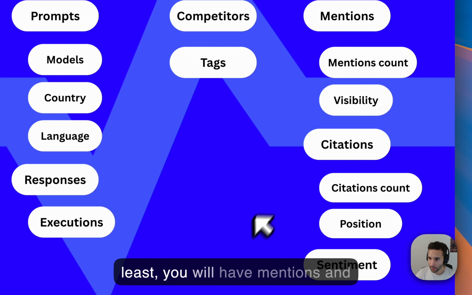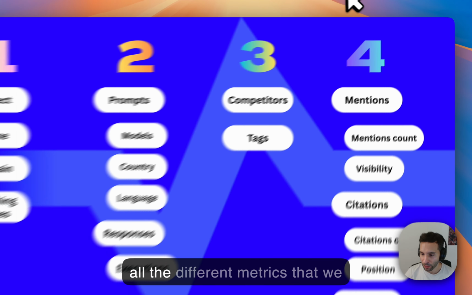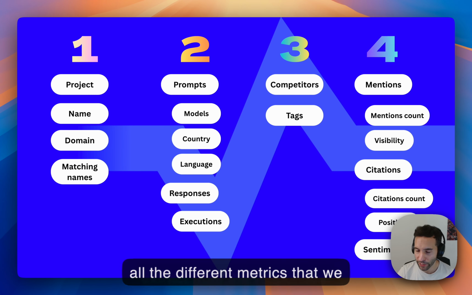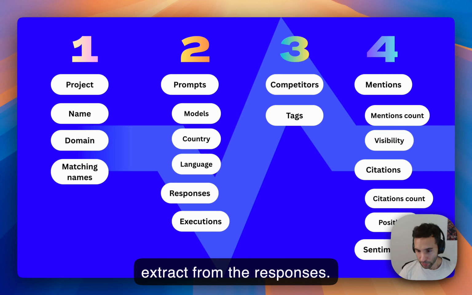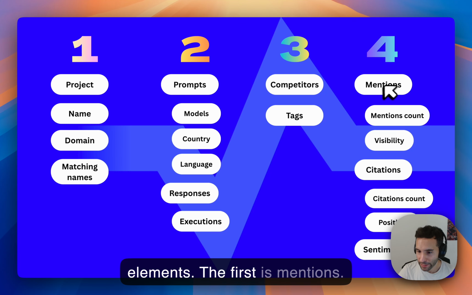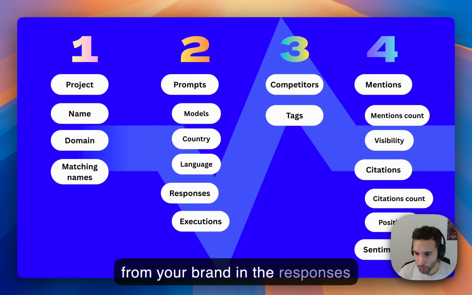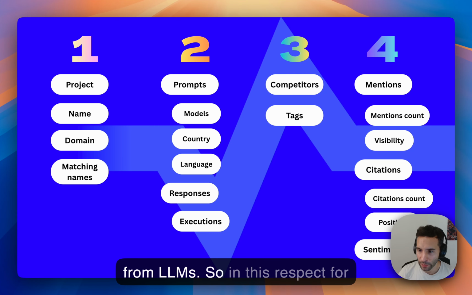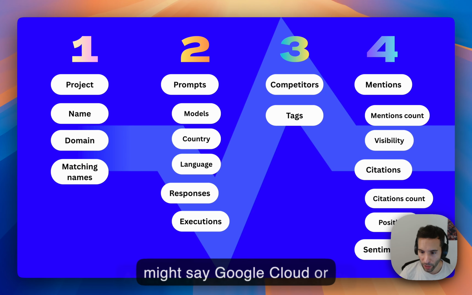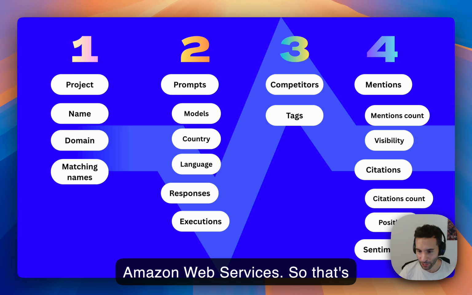Last but not least, you will have mentions and all the different metrics that we extract from the responses. They revolve around 3 main elements. The first is mentions. Mentions are text-based mentions from your brand in the responses from LLMs. So in this respect, for example, if you ask what are the best web hosting services, it might say Google Cloud or Amazon Web Services. So that's a mention.